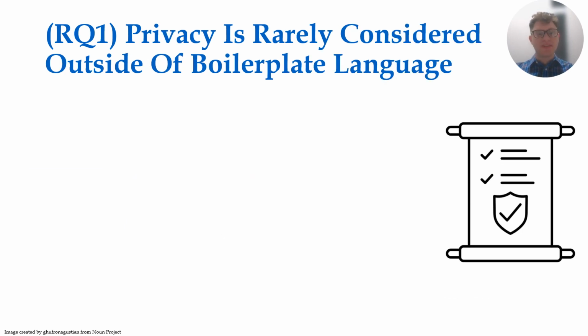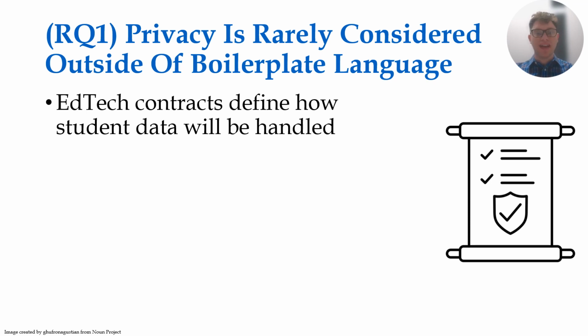The majority of the participants said that the contracts between the school districts and the EdTech companies define the parameters of their relationship. Thus, the contract acts as a locus of control, which sets the norms and expectations around how student data will be used, stored, and collected. In other words, data governance.